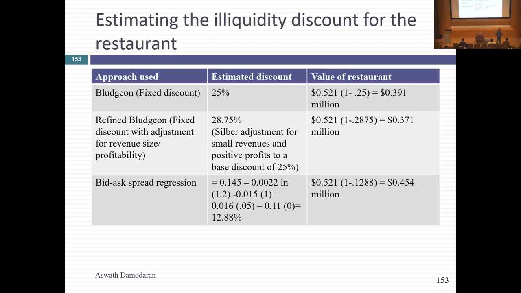You can see why private-to-private transactions are so messy. First, you can't use beta. You've got to adjust for the lack of diversification. You've got to come up with this illiquidity discount after you're done to reduce value. And every dark force in valuation is working against you as you go along because you have so many things that you feel uncomfortable about.